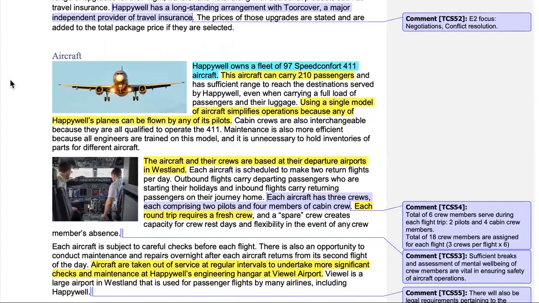Then moving on to the aircraft, Happywell owns a fleet of 97 Speed Comfort 411 aircrafts, and each aircraft can carry up to 210 passengers. And each aircraft has three crews, each comprising 2 pilots and 4 members of cabin crew. So altogether, there are a total of 6 crew members, and we have allocated 3 crews per flight. So that makes it 18 individuals in total assigned for each flight.